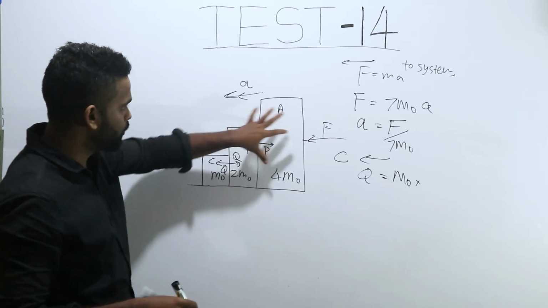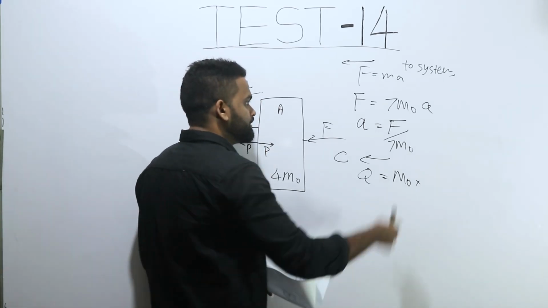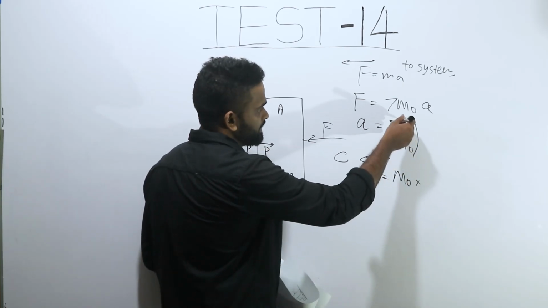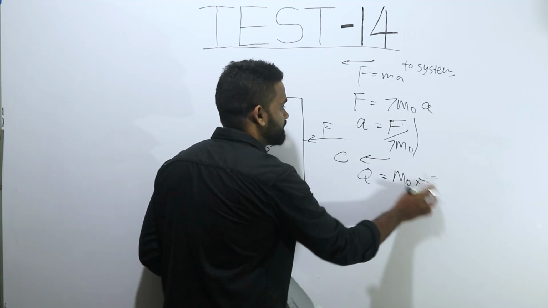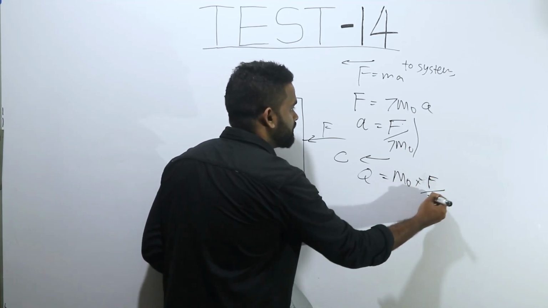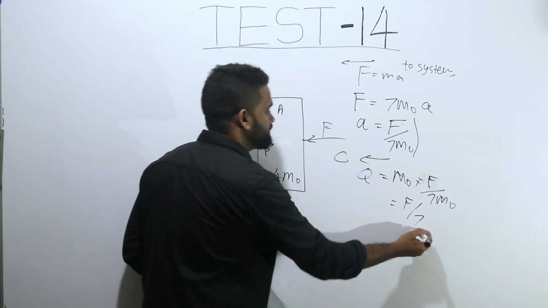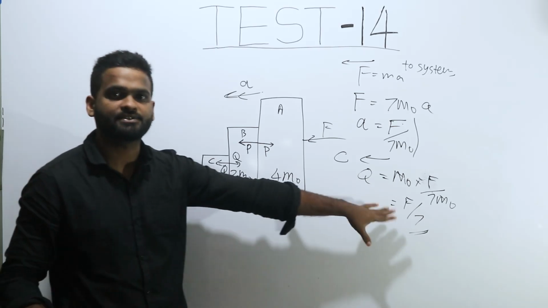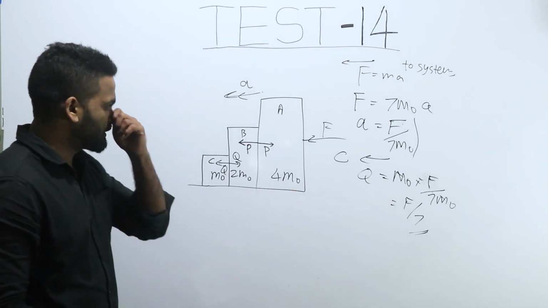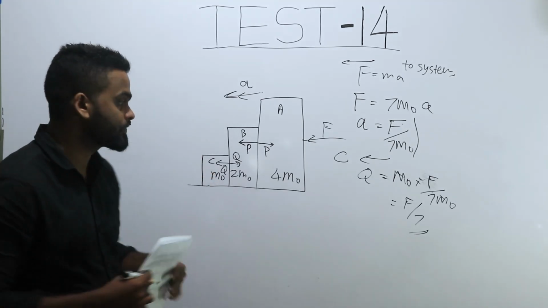Acceleration is the same for the whole system. That is simply a, so instead of a, I can substitute F over 7m0, which I found earlier. The m0 cancels, so this becomes F over 7. So Q, we found that force, is F over 7. Then we have to find this P.